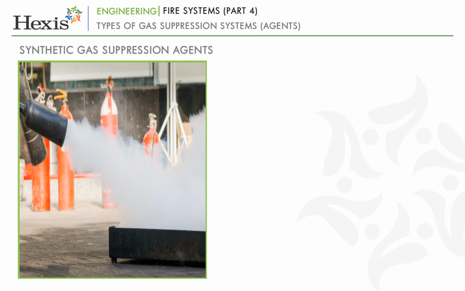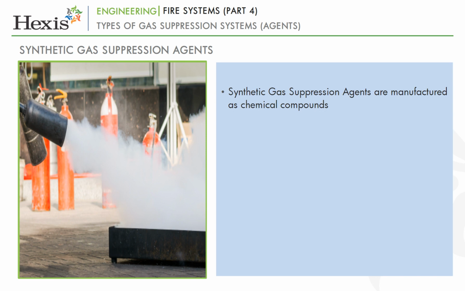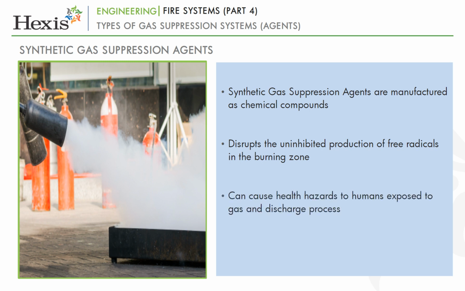Let's see what synthetic gas suppression agents are. Synthetic gas suppression agents are manufactured chemical compounds that act on the combustion process to disrupt the uninhibited production of free radicals in the burning zone. It should be noted that while the concentration of these gases required to extinguish fire is relatively low, their byproducts may have health effects for humans exposed to the gas and discharge process. Examples of these gases are FM200, NAFS3, Novec 1230 and the like.